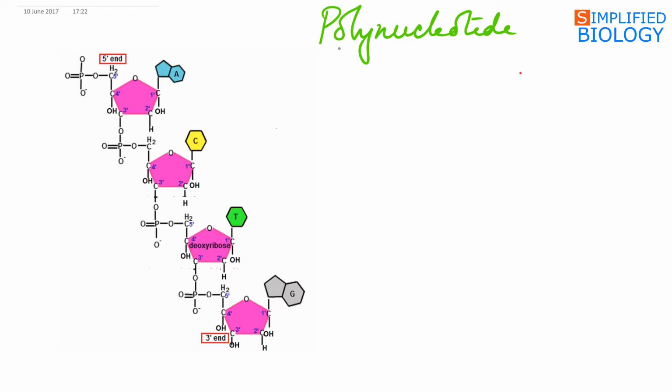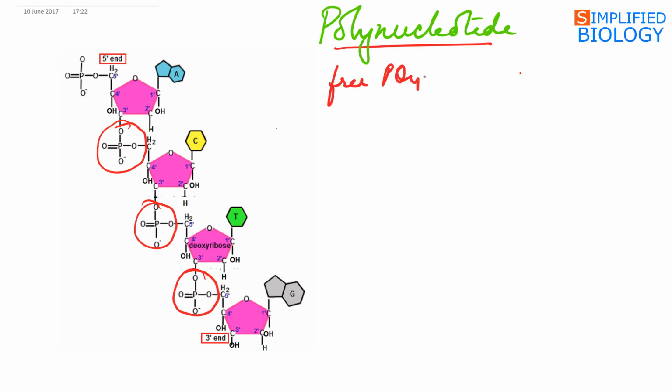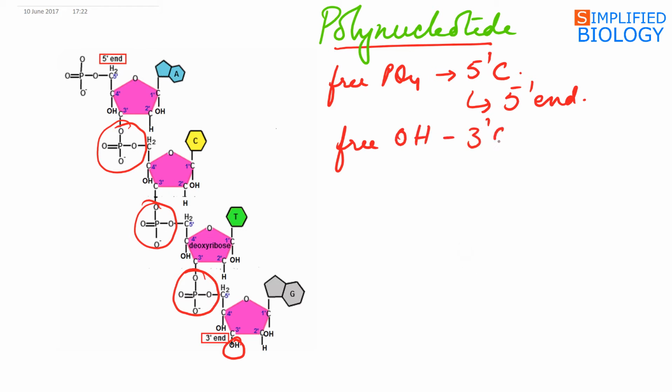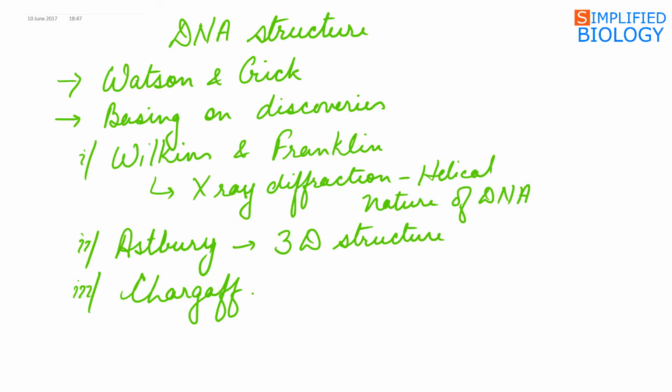In a polynucleotide, adjacent nucleosides are held together by phosphodiester bond. Now, there is always a free phosphate group at the 5' carbon at one end, and this is referred to as the 5' end. And there is a free hydroxyl group in the 3' carbon at the other end, and that is referred to as the 3' end. So now come to the DNA structure.